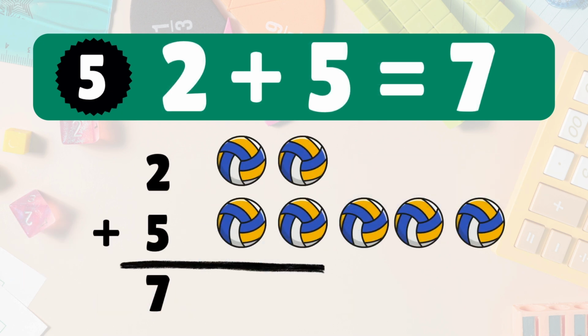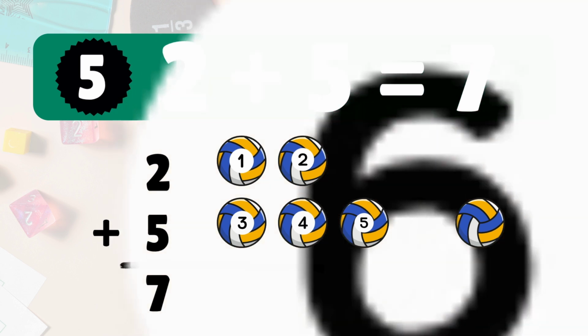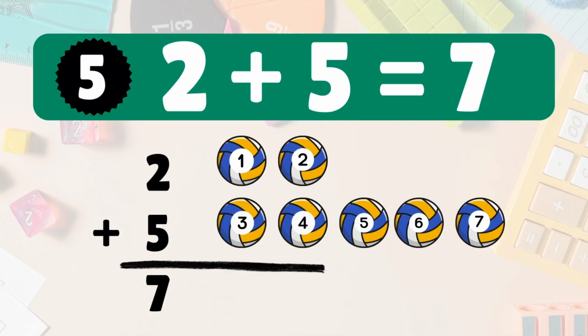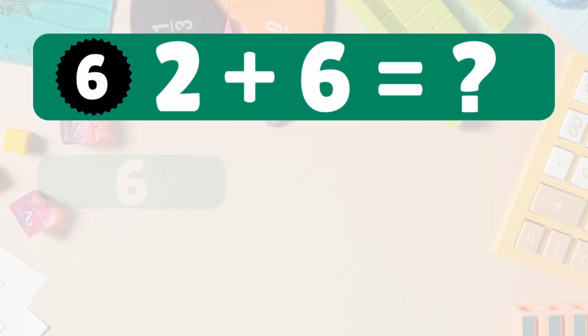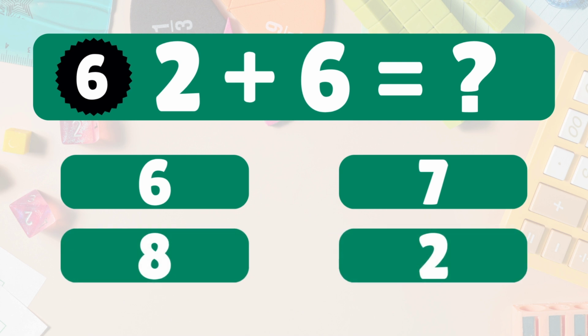Two plus 5 equals 7. Count it loud. 1, 2, 3, 4, 5, 6, 7. Let's go. Woohoo! 2 plus 6 equals what? Think.